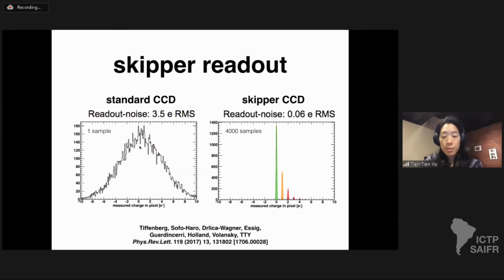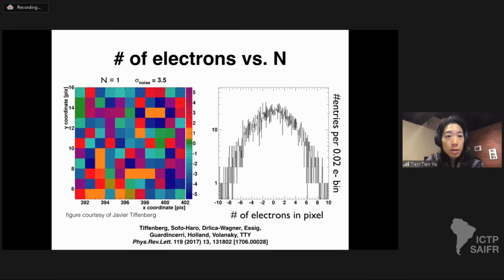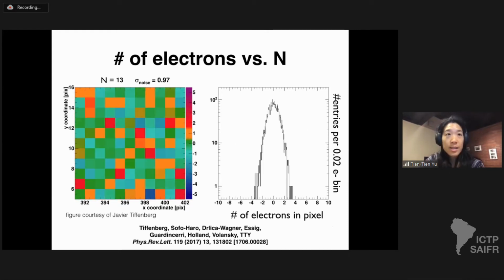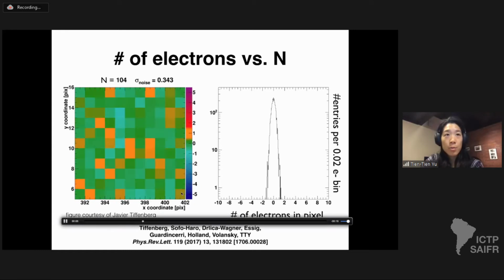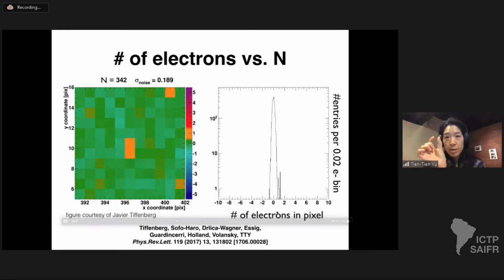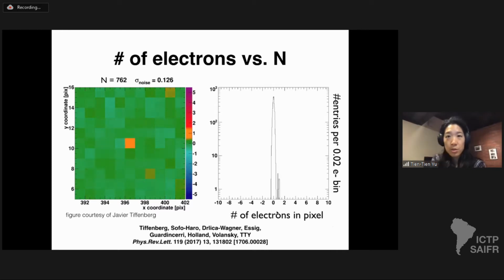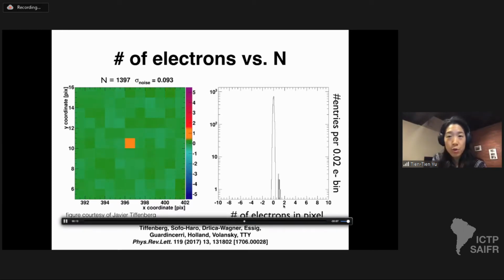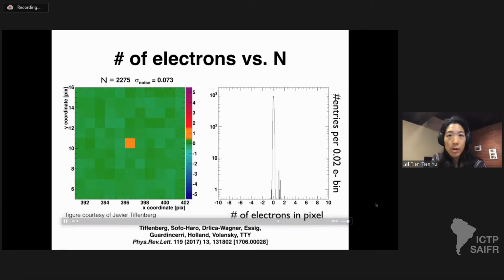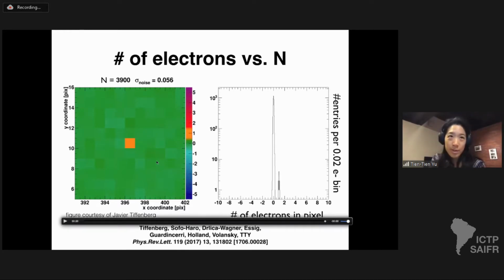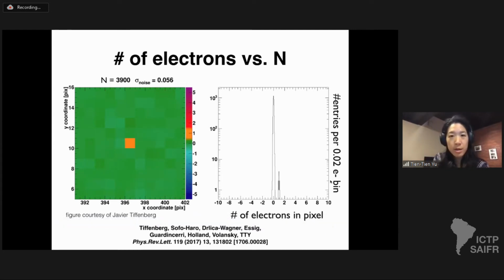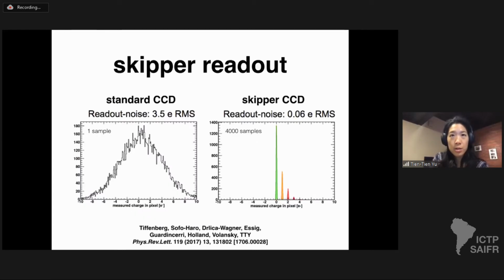But as I increase the number of times I read out my signal, you can see that this peak gets narrower and narrower until you start to actually see the 1 electron peak show up here. I always like this GIF, and you really just see that one pixel that has 1 electron here, and then the rest have zero electrons. It was this technology of reading out the signal many times that allowed us to get down to single electron sensitivity, meaning we can count individual electrons.